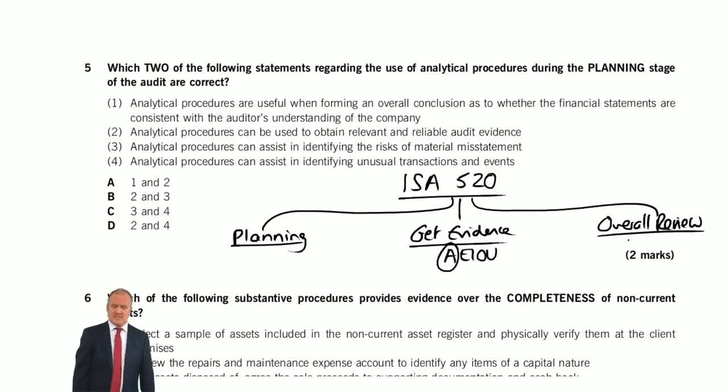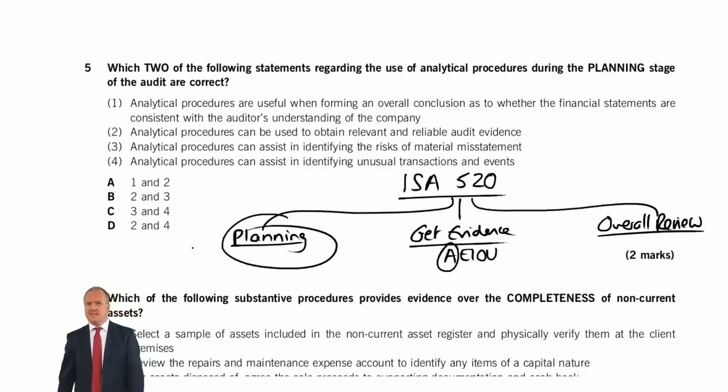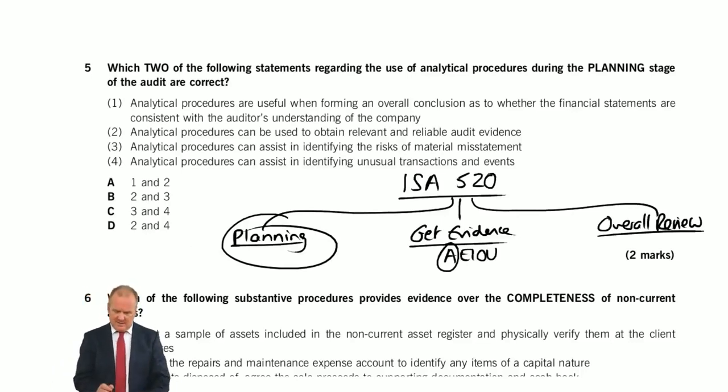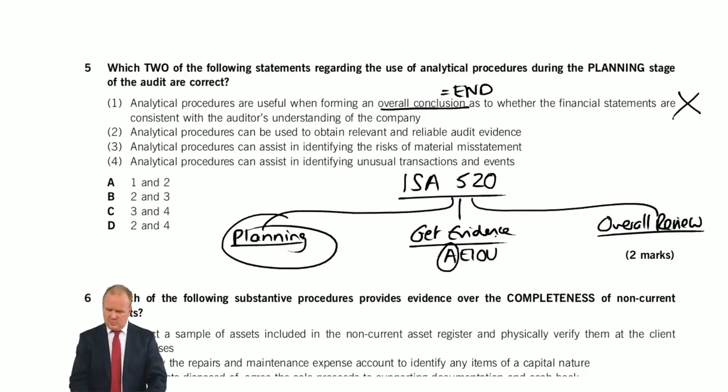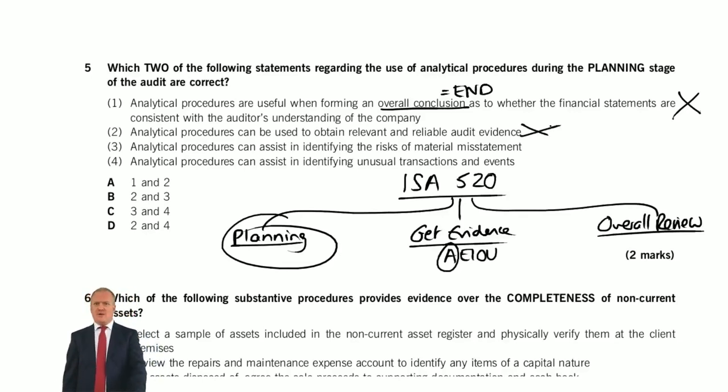So the question is, which 2 of the following statements regarding the use of analytical procedures during the planning stage, the beginning of the audit, are correct? Number 1, useful when forming an overall conclusion. Well, overall conclusions are at the end. So that's not right. Analytical procedures can be used to obtain relevant and reliable audit evidence. Well, that's the middle stage. So that's not right. Neither of those are to do with planning.